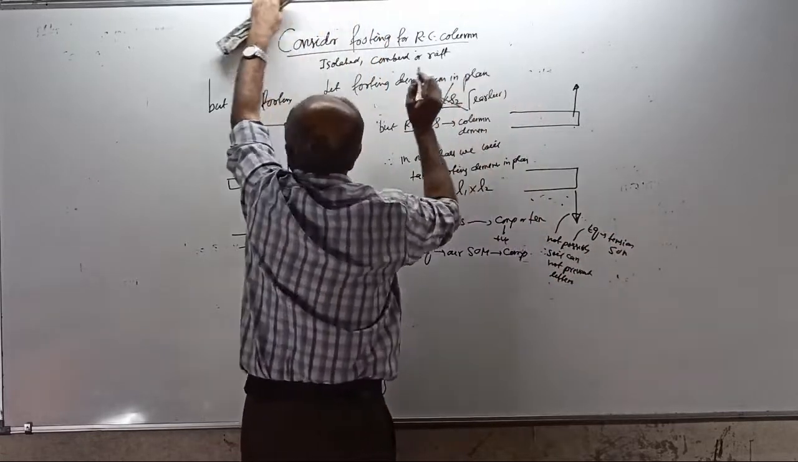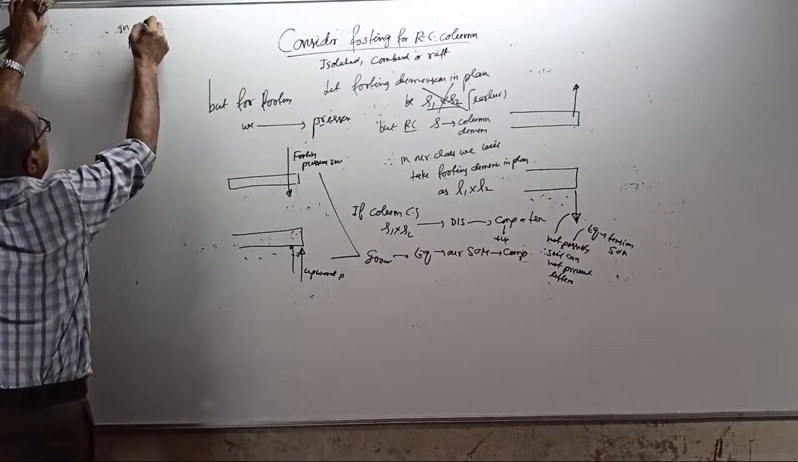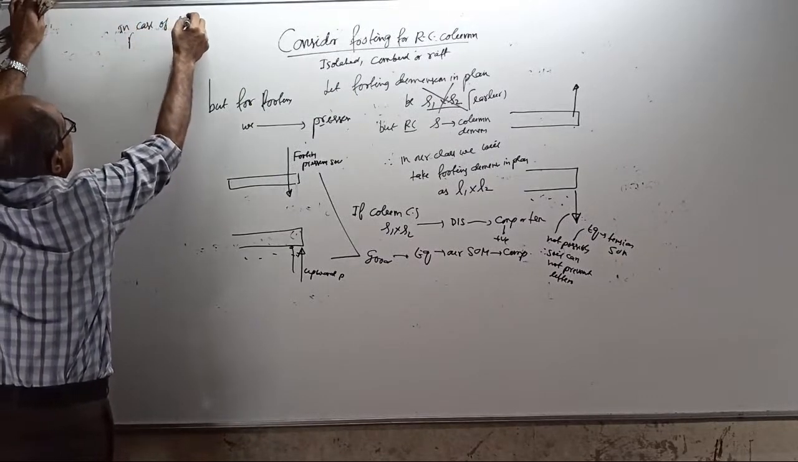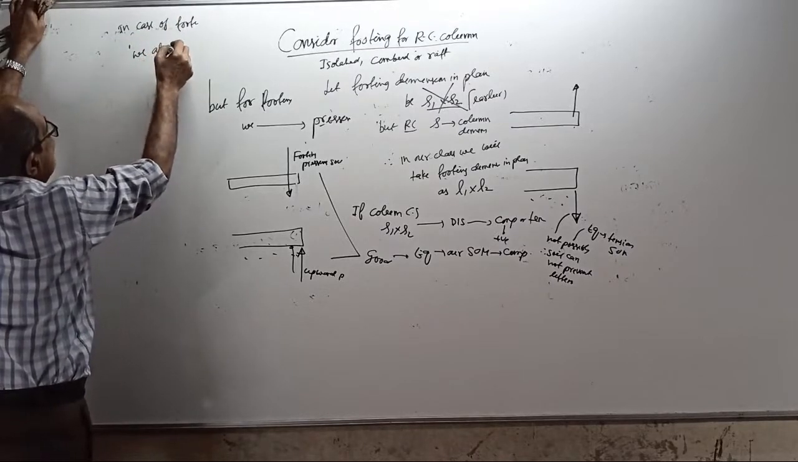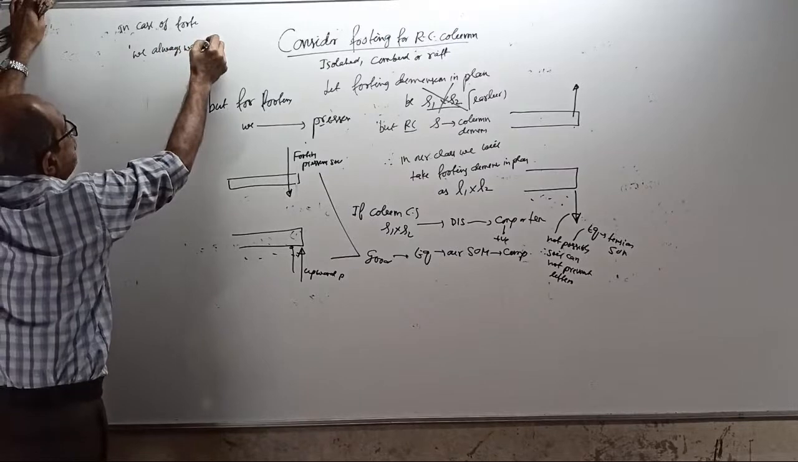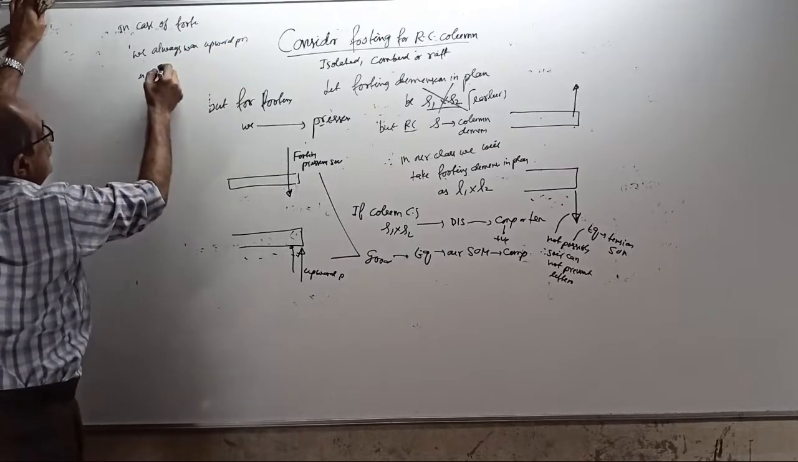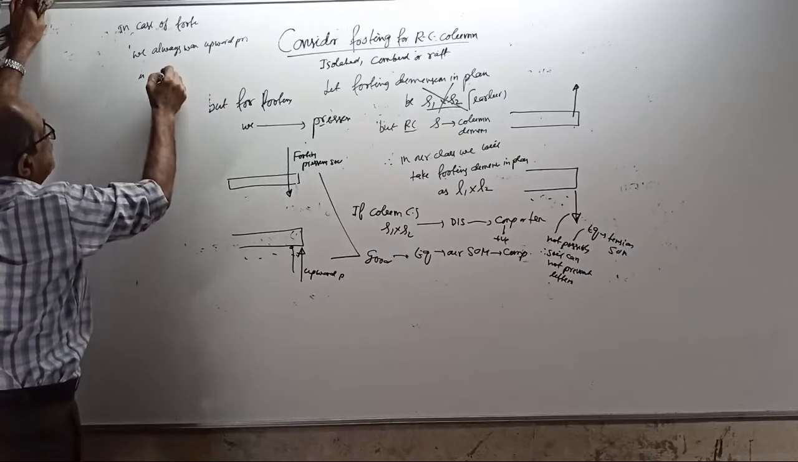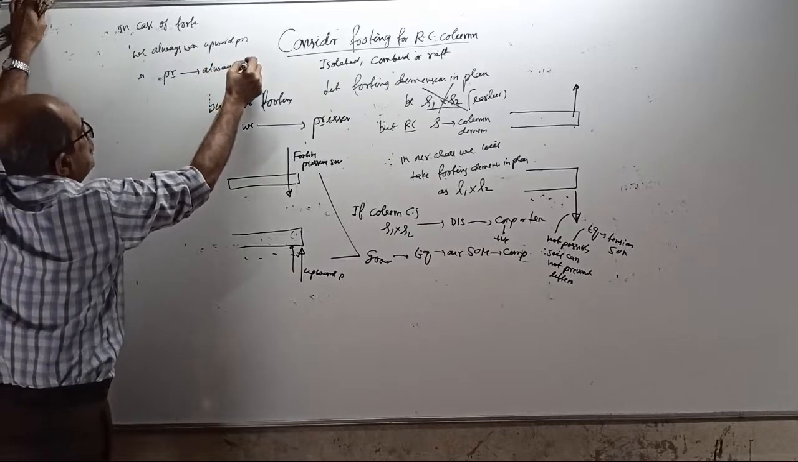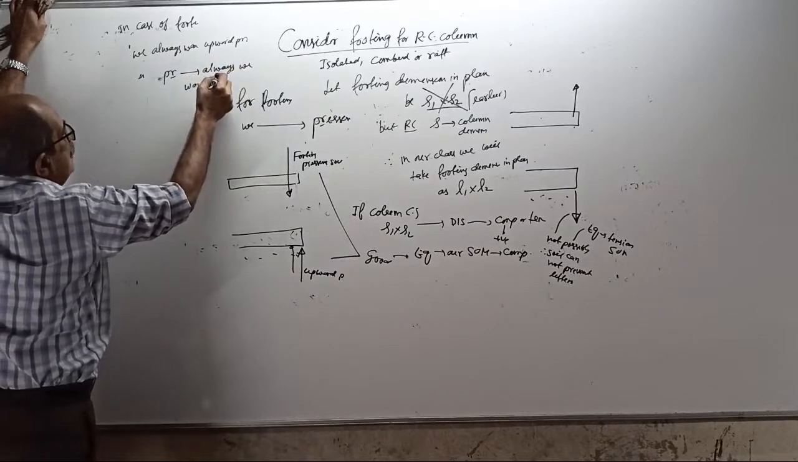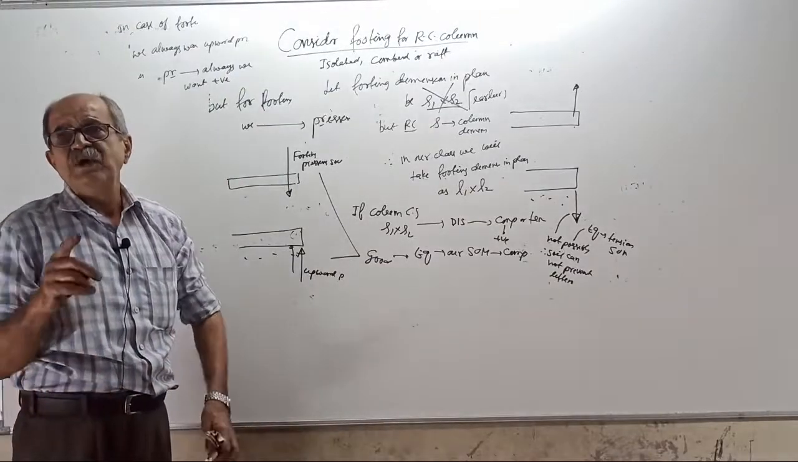So, in case of footing, what do we always want? We always want upward pressure. That is, what we want is net pressure to be positive. Always we want positive, negative is to be avoided.